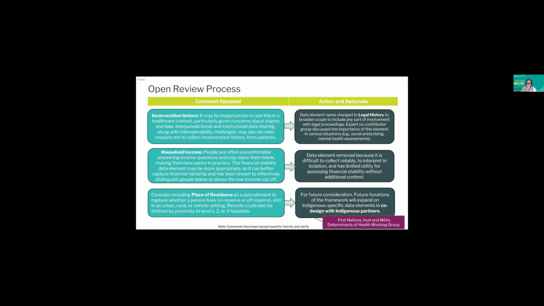And a third example suggested including place of residence, such as whether a person lives on or off reserve, and whether they live in an urban, rural, or remote setting. This was identified for future consideration, and more broadly, it reflects a set of comments related to First Nations, Inuit, and Métis determinants of health. From that feedback, a new stream of work has been initiated to develop a data content standard for First Nations, Inuit, Métis determinants of health through a working group led by and comprised of First Nations, Inuit, and Métis people.